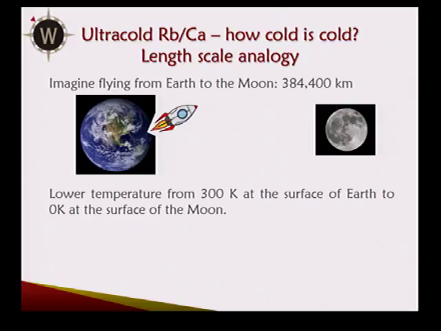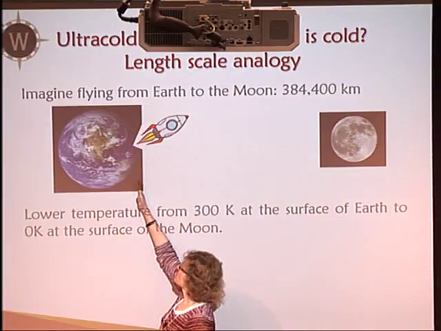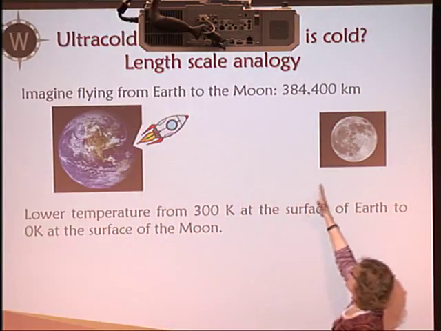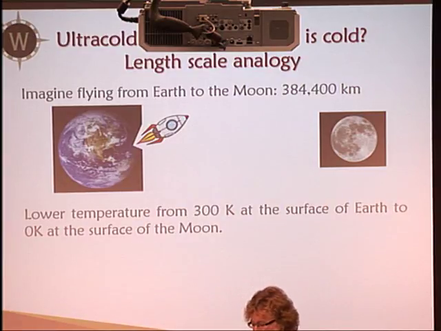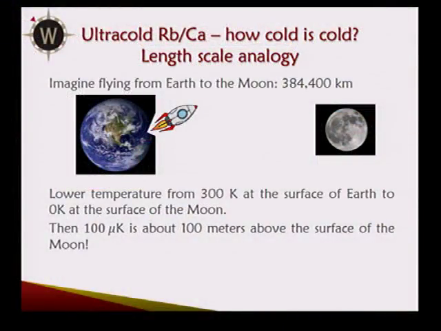So imagine you start flying from Earth in your little rocket all the way to the surface of the moon. That distance is about 280,000 kilometers, give or take. And imagine, as you're flying over, you start with a temperature of 300 Kelvin, room temperature, and you lower that temperature all the way to 0 Kelvin as you hit the surface of the moon. Now, the temperature of these atoms, these 100 microkelvins, corresponds to you driving all that distance up to the last 100 meters. So you would be hovering just 100 meters out of the 384 kilometers. Okay. So I think that really drives it home.